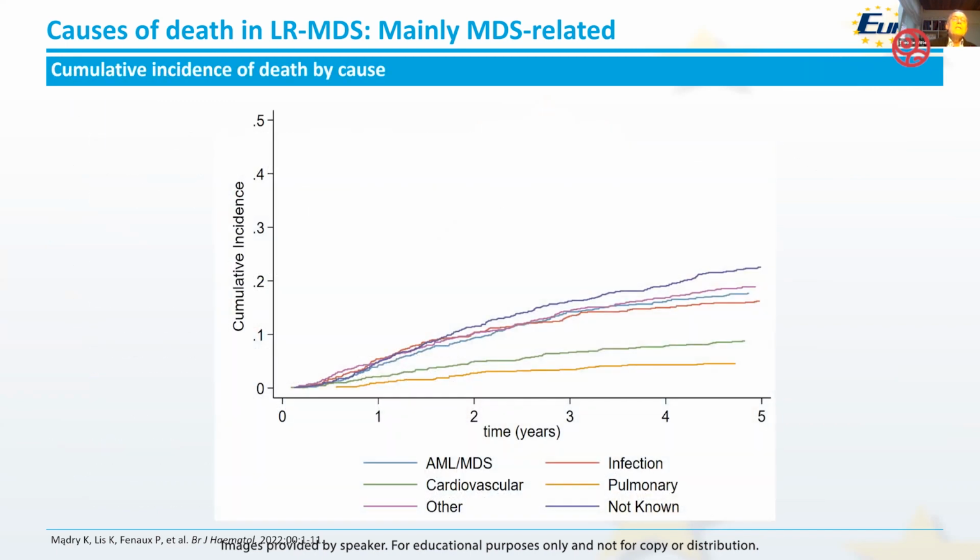And here you see the causes of death. I'm not going into detail. The upper curves are the patients with other causes of death, and in the lower curves you see infections, cardiovascular, and so on. Next slide.